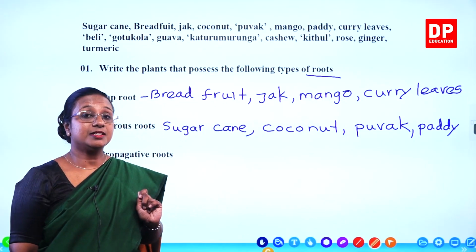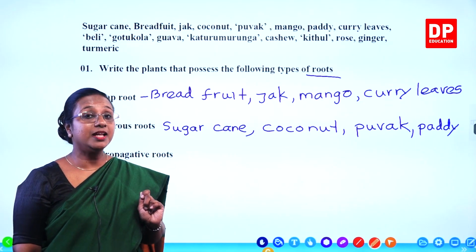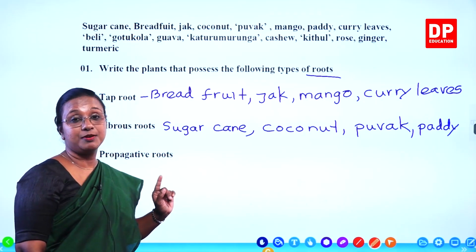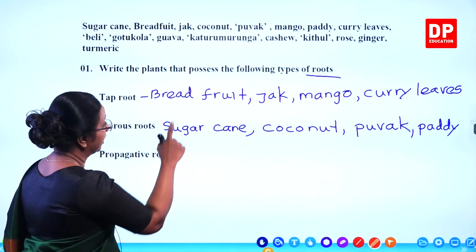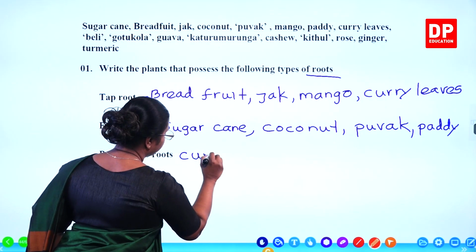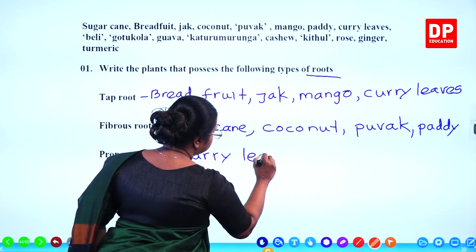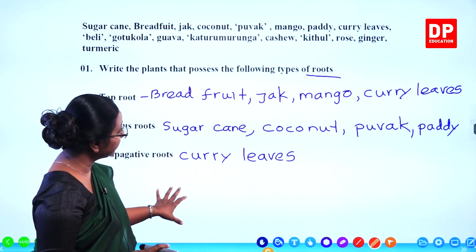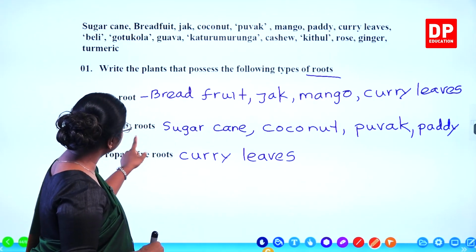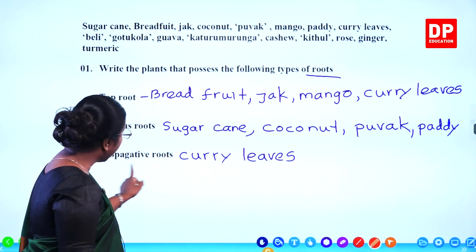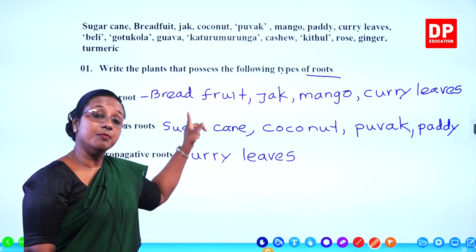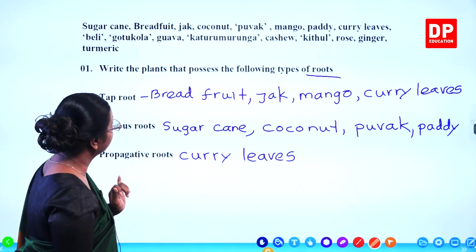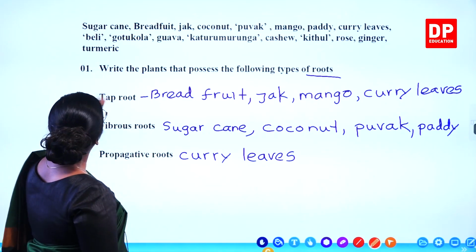And another feature, curry leaves, how do they propagate? They propagate by roots. So they have to come as an example for propagative root as well. Curry leaf here also. So in this question, students, you will write the same answer either for taproot or fibrous root and propagative roots. Why? Both roots can act as propagative roots. Mainly the taproot.